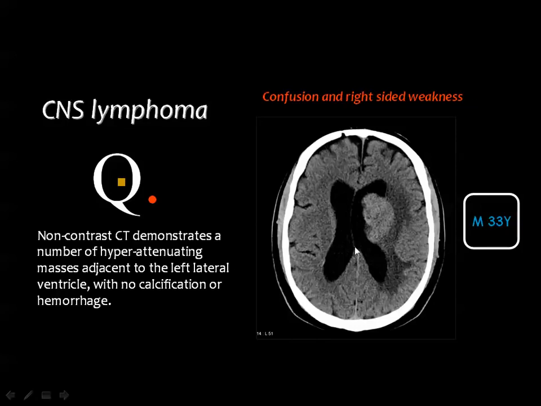Yes, it looks as if it is extending inside the ventricle because of the compression on the ventricular wall. But the sign is very important. If you see a lesion like this, and you assume that this lesion is inside the ventricle, the ventricle should be dilated. And of course, the absence of perifocal brain edema.